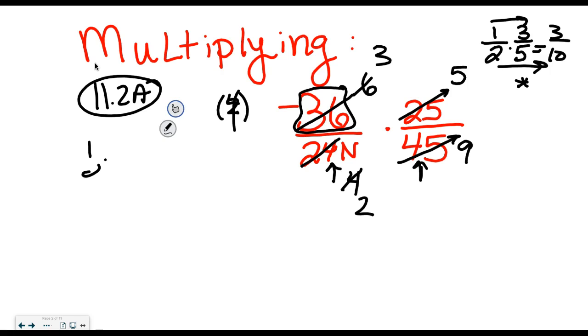So then when you're all done, you multiply everything that's left straight across. Oh, I still have something living on the top that's living on the bottom.